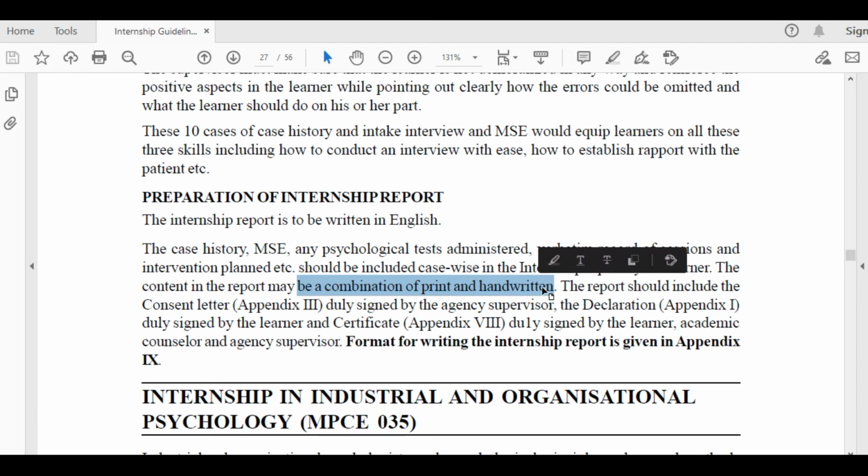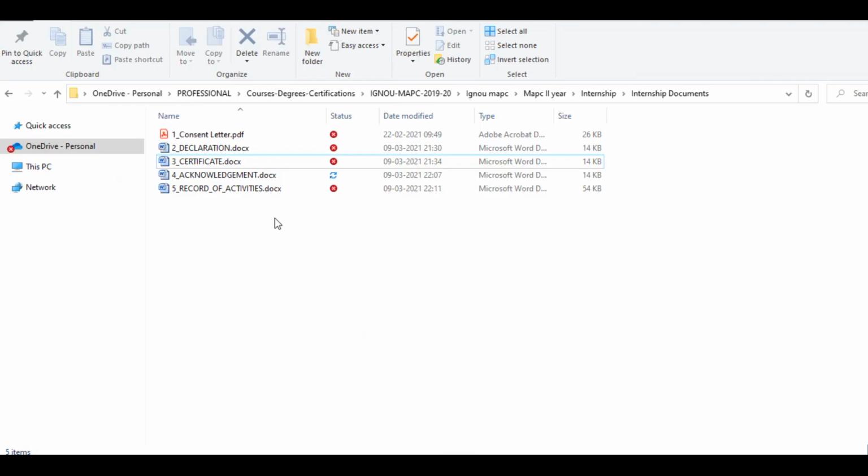You can see print or handwritten. Okay, some documents can be printed and some can be handwritten. You can directly download from the link given in the description. All these documents have been shared with you.